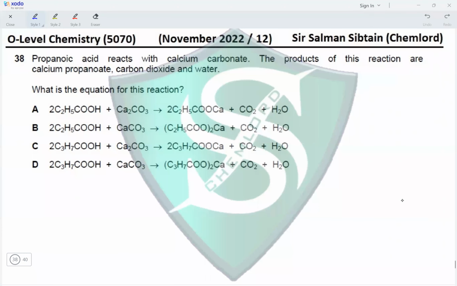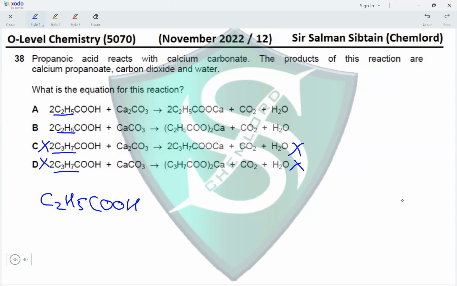Question 38. Propanoic acid reacts with calcium carbonate. The products of this reaction are calcium propanoate, carbon dioxide, and water. What is the equation for this reaction? Okay. First of all, propanoic acid, C2H5COOH. This is propanoic acid. Option A has this value. Option B also has this value of carbon and hydrogen. Option C and D have C3H7. So options C and D are incorrect. So we are left with options A and B.